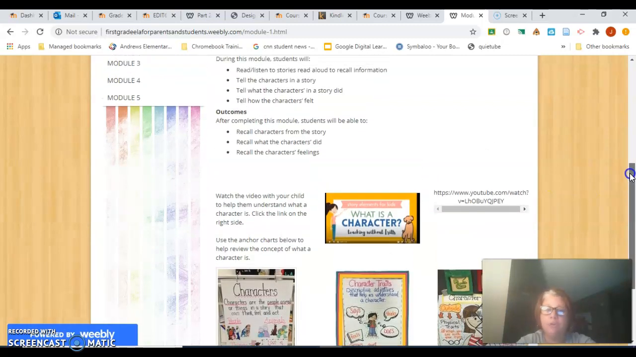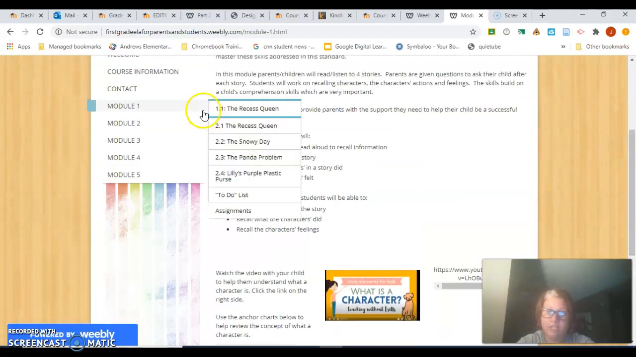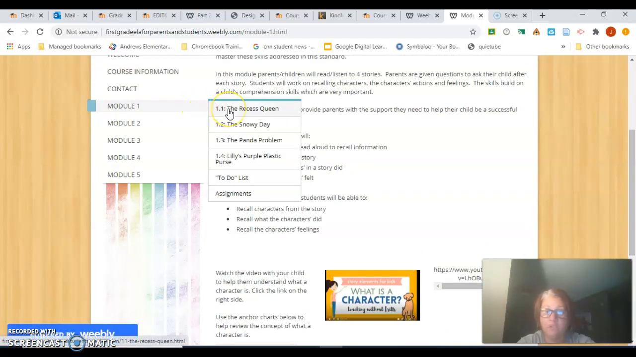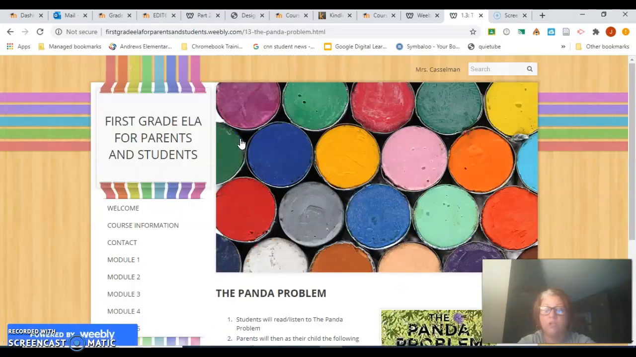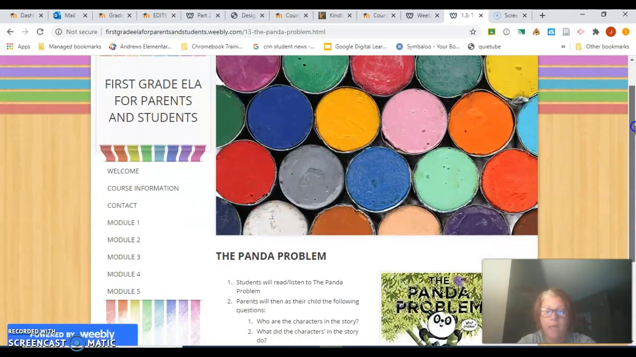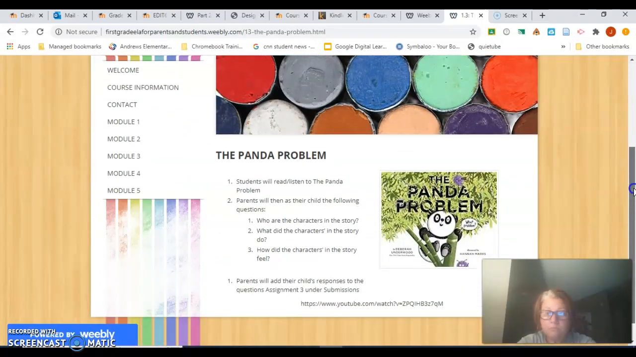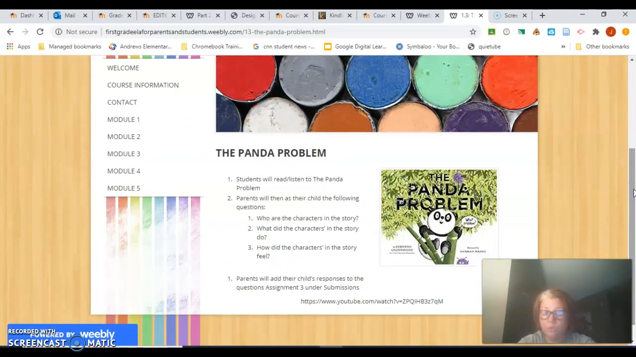And then you go to the next section, which are the individual stories. So we'll take a look at the panda problem, which is the 3rd story of that week. And the panda problem, the students will read the story, then the parents will talk with their child or question their child about the story.